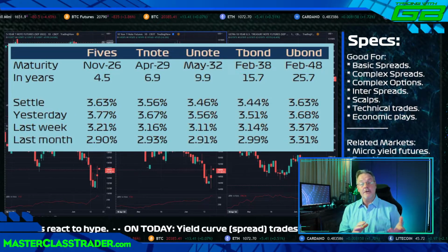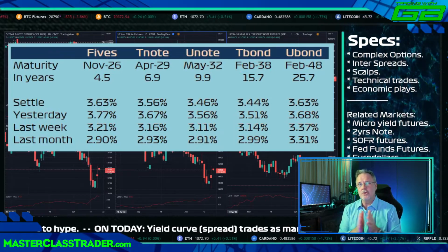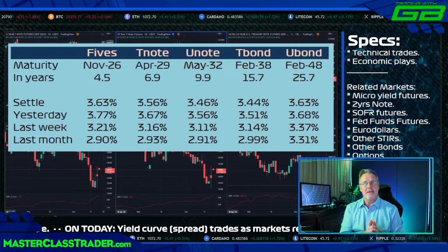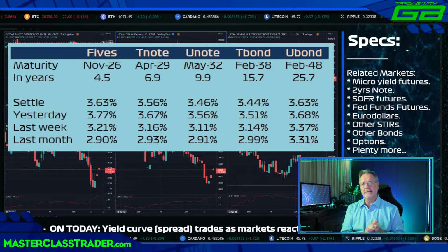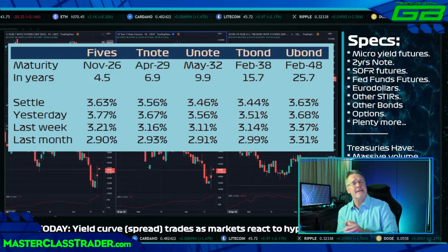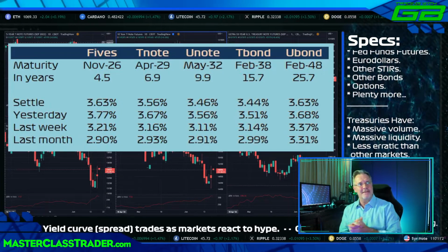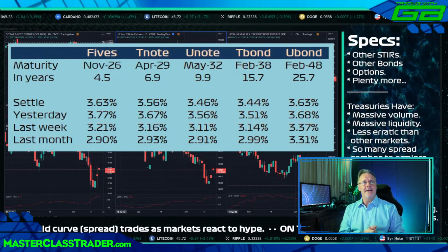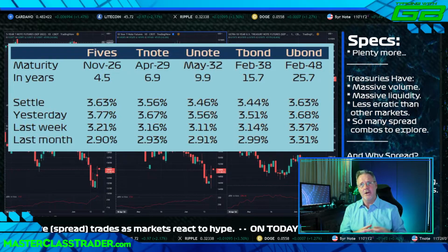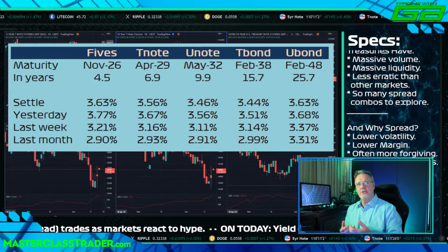A 5-year note is actually, right now, a 4.5-year note. A T-note, what we used to call the 10-year note, or the 10s, is actually a 6.9-year note. The Ultra note, a contract introduced to have a maturity closer to 10 years, is 9.9 years. The T-bond, which we used to call the 30-year bond, is actually 15.7 years, and the Ultra bond is close to 26.